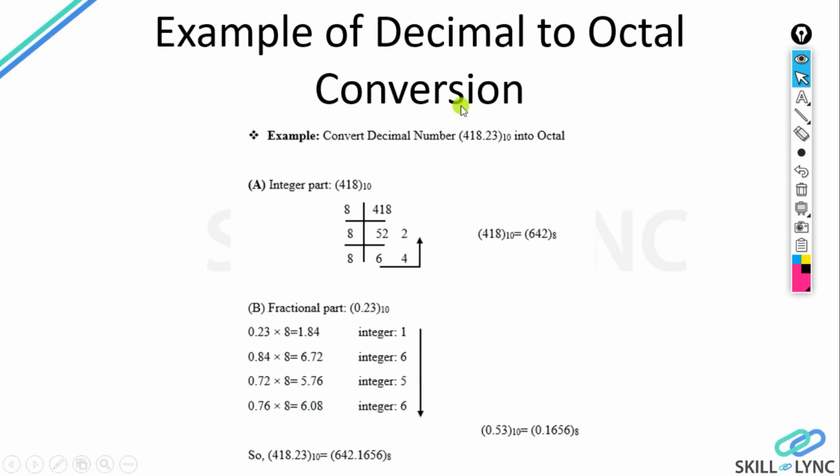Let's take what is the process. So the question is 418.23. 418.23. So divide 418 by 8. When you are dividing 418 by 8, you are getting 52 and remainder is 2. Again divide by 8, 8 6 is 48, then remainder is 4. Now further you can't divide because it is 6 and 6 is less than 8. So answer is 642.